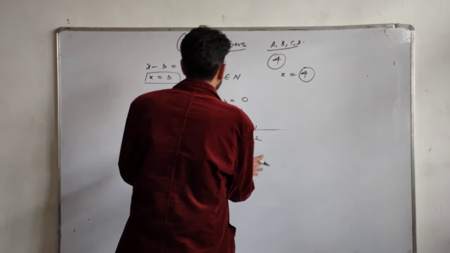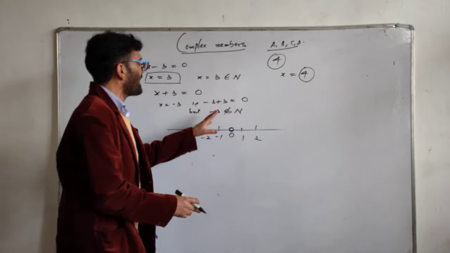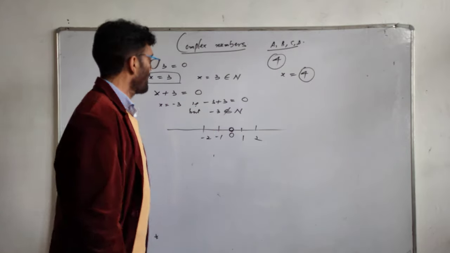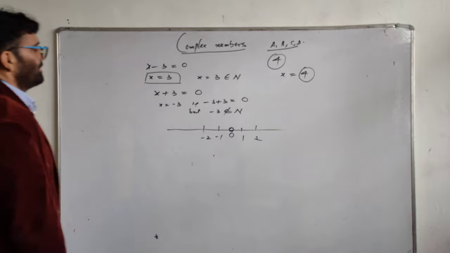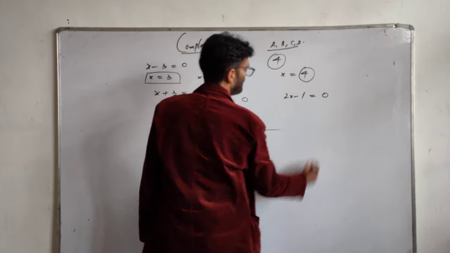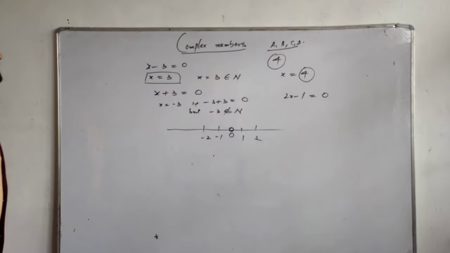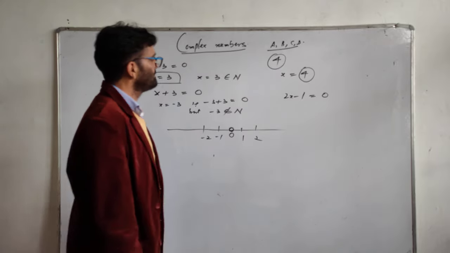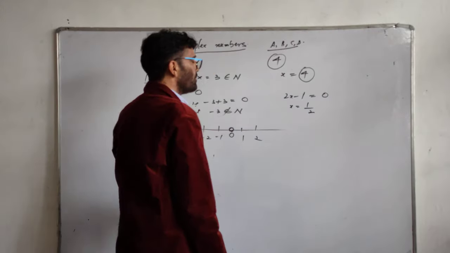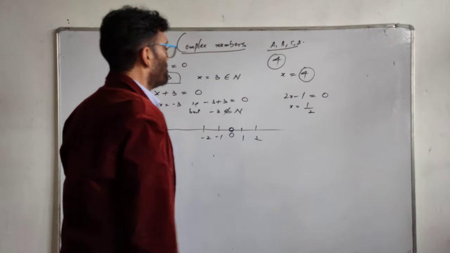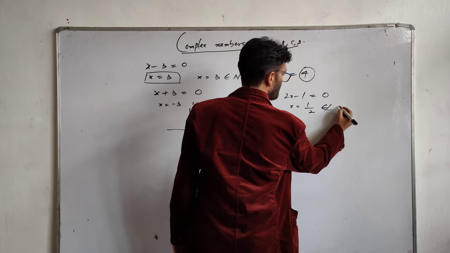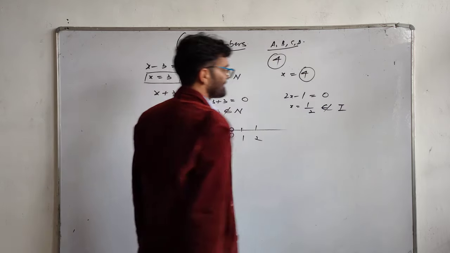After that, we have got the solution minus 3 from the set of integers, because the set of naturals was extended to it. Okay, take an example like this, 2x minus 1 is equal to 0. It is also a linear equation. It must have a solution. Then, x is equal to 1 by 2 is the only solution to this equation. But this value doesn't belong to I, the set of integers.